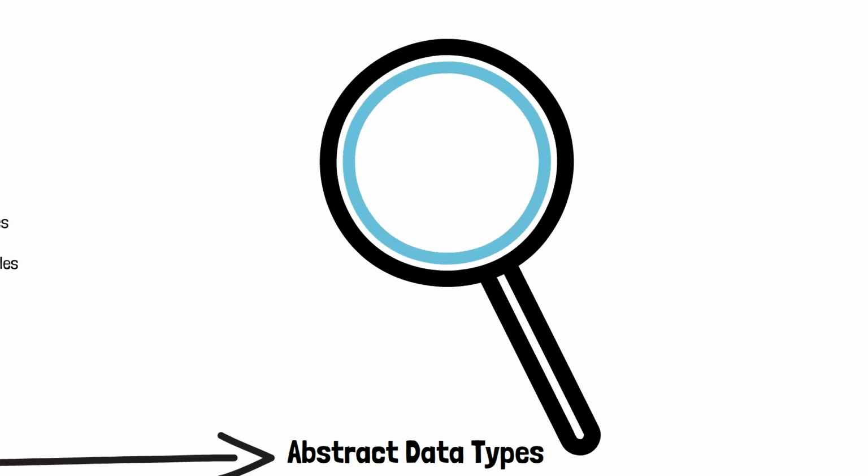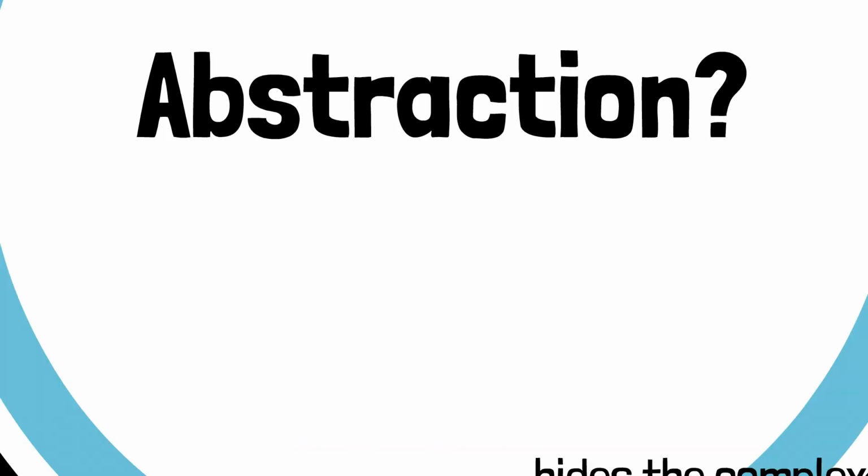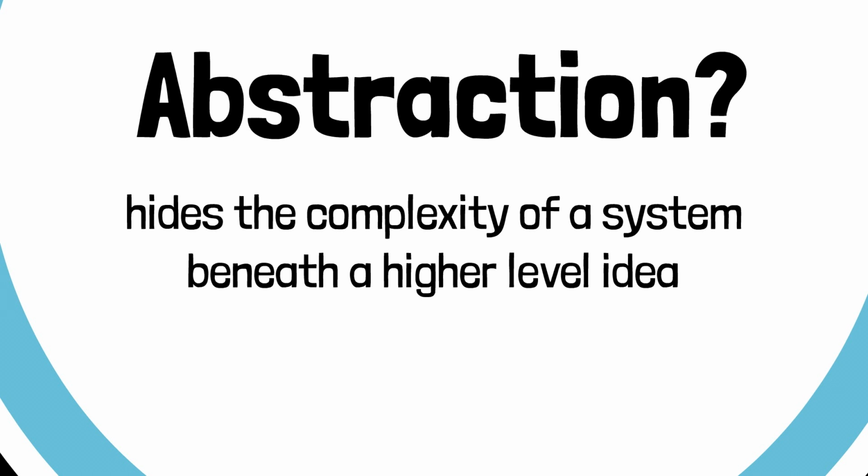Now we're ready to talk about abstract data types. First, let's address what we mean by abstract. Abstraction refers to us hiding the complexity of a system underneath some higher level or more general idea.